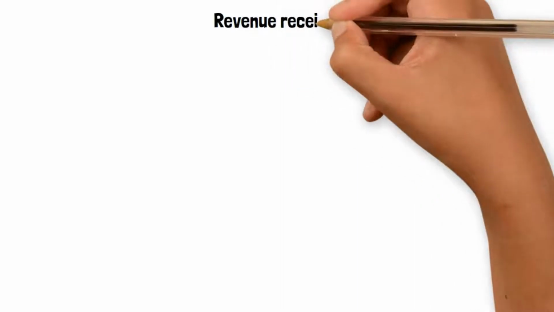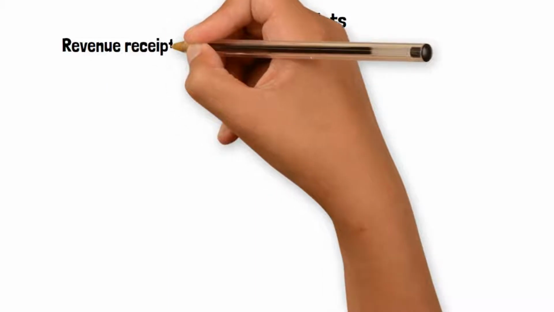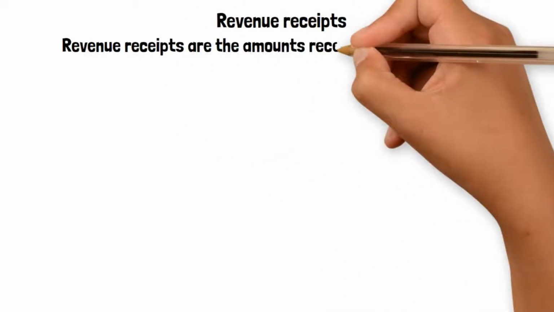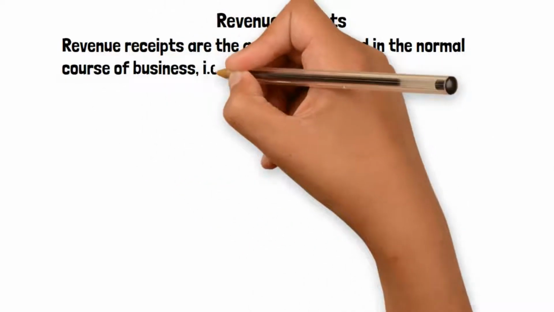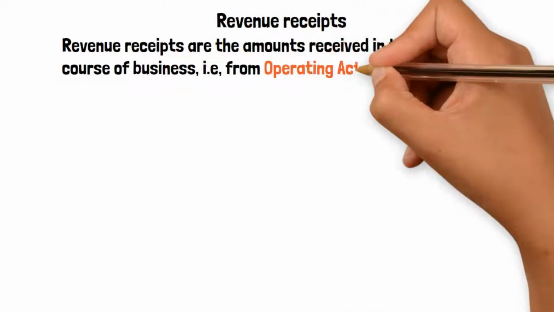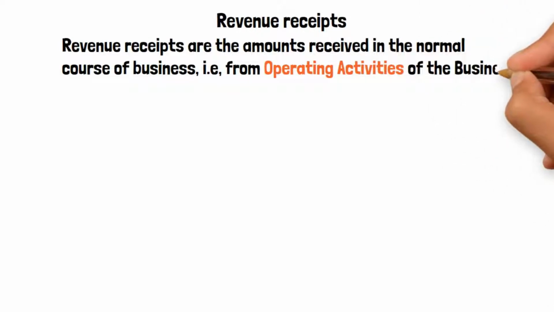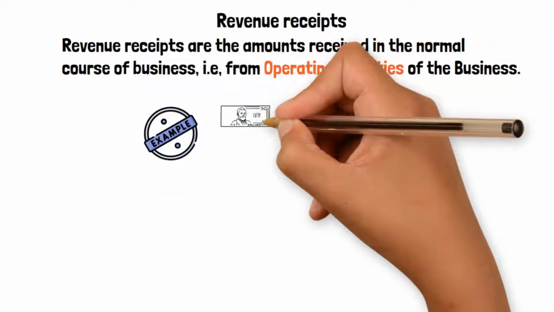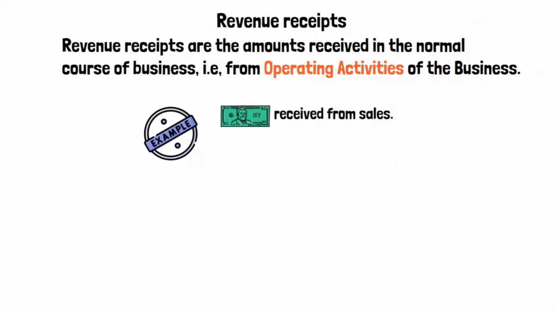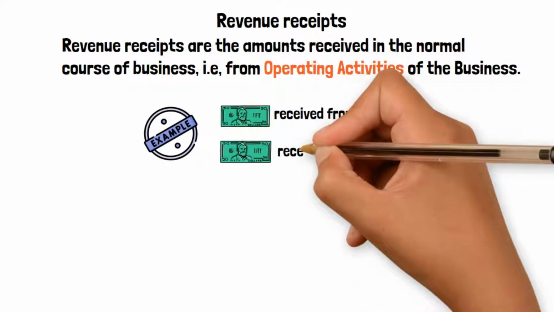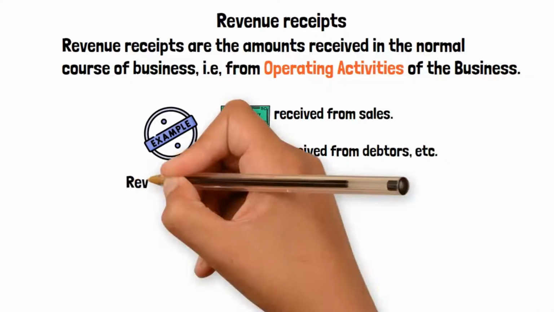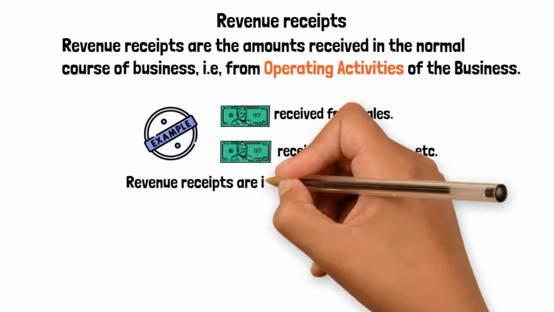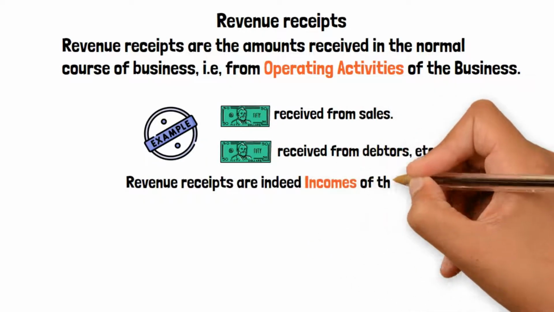Lastly, revenue receipts. Revenue receipts are the amounts received in the normal course of business, that is, from operating activities of the business. Examples, cash received from sales, cash received from debtors, etc. Revenue receipts are indeed incomes of the business.